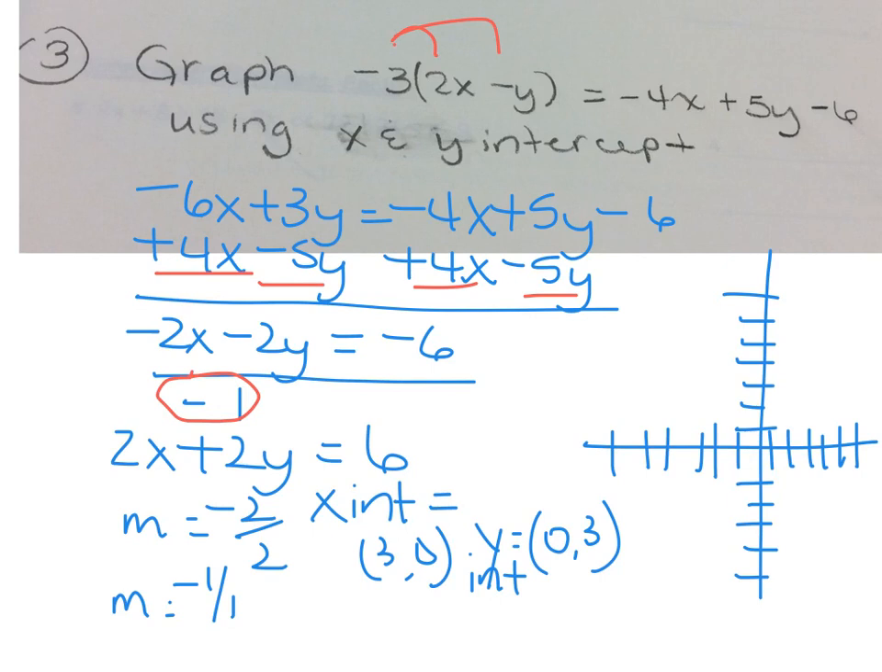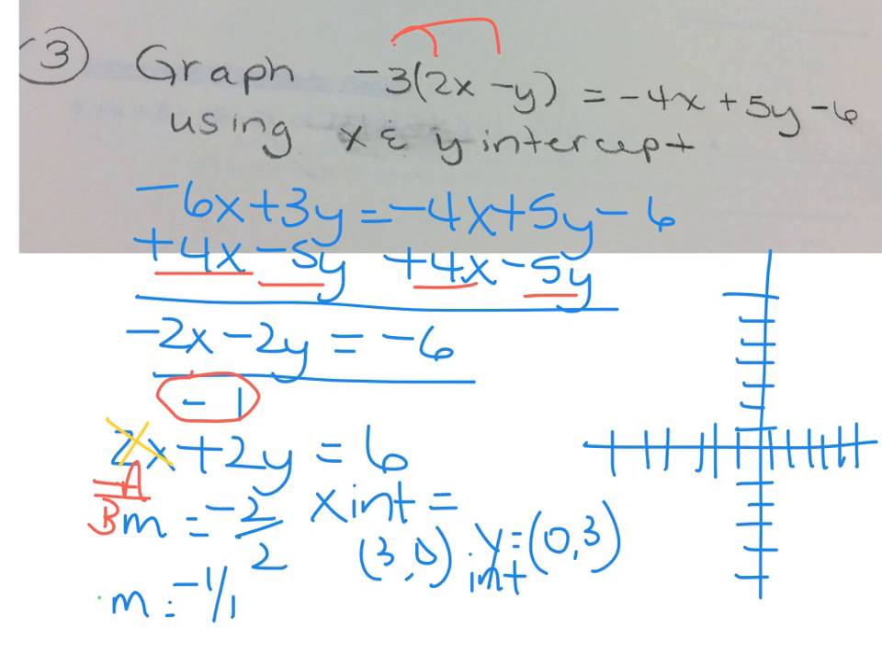My slope is negative A over B. So my slope was negative 2 over 2, which reduces to negative 1 over 1. Remember, on the x-intercept, you let the y equal 0. So 6 divided by 2 is 3, so (3, 0). And for the y-intercept, you let the x equal 0. 6 divided by 2 is 3. So my y-intercept is (0, 3).